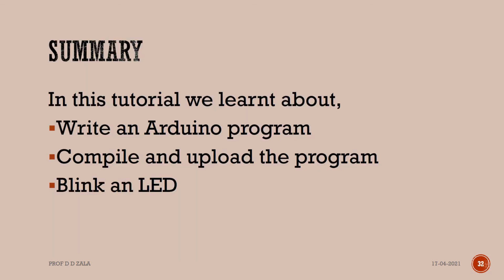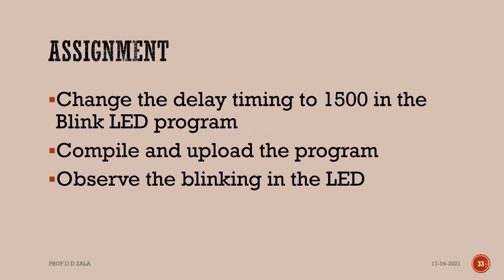This brings us to the end of the tutorial. Let us summarize. In this tutorial we learned how to write an Arduino program, compile and upload the program, and blink an LED. Do the following assignment. Change the delay timing to 1500 in the LED program. Compile and upload the program and observe the blinking of the LED.